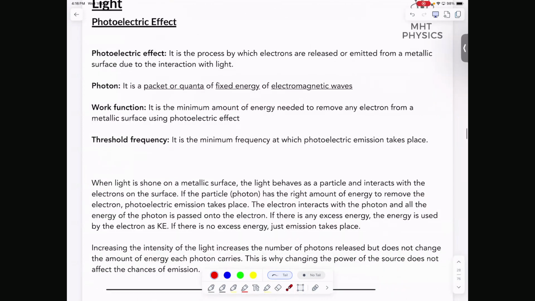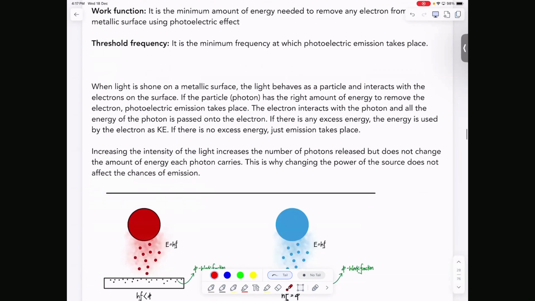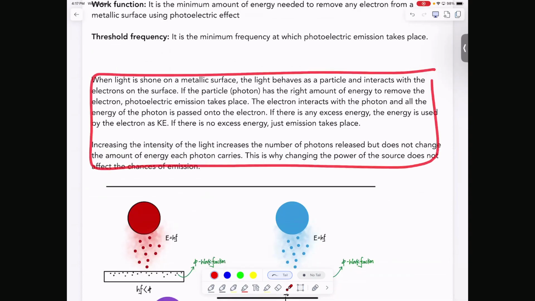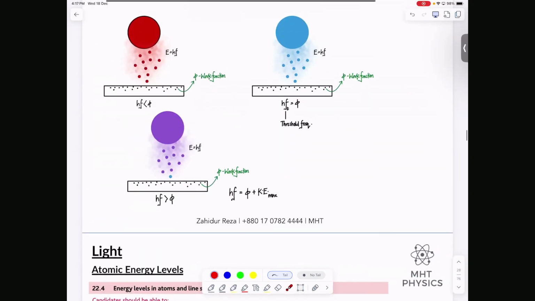All the definitions are provided here. Photoelectric effect is electron removal by emission of light. Photon is a packet of fixed energy of electromagnetic wave. Work function is the minimum energy needed to remove an electron from a metallic surface. Threshold frequency is the minimum frequency needed for this to take place, and the whole story of what actually happens is written here. Okay, now what happens when intensity is increased? Just one more time.